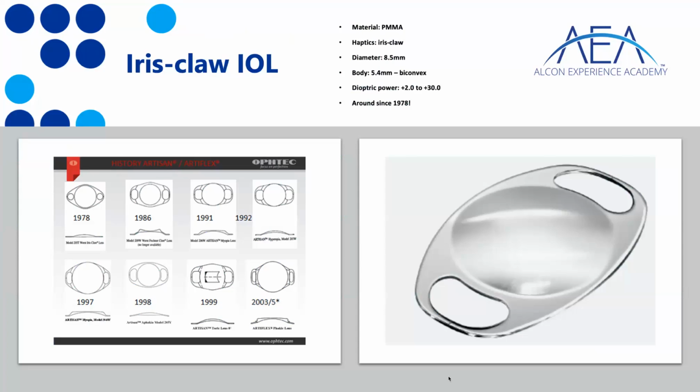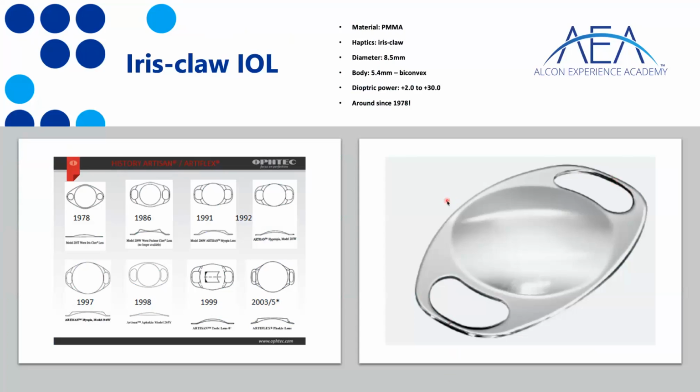It goes inside the eye through a 5.5 cut on the cornea, has a dioptric power from 2 to 30, and it's made of PMMA. And its characteristic, of course, is exactly those 2 cuts here, one here and one there. It means that these haptics are not just one haptic, but 2, and it's where the iris is gonna claw, where the lens is gonna claw with the iris.